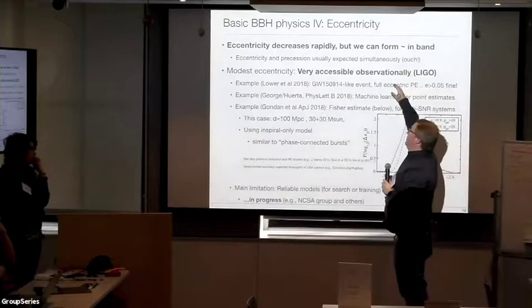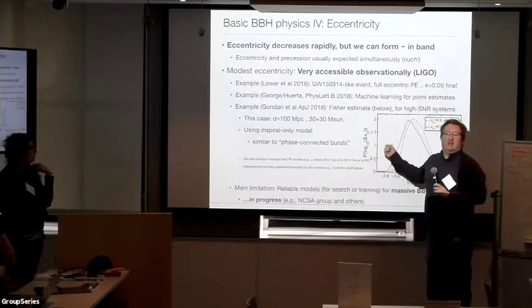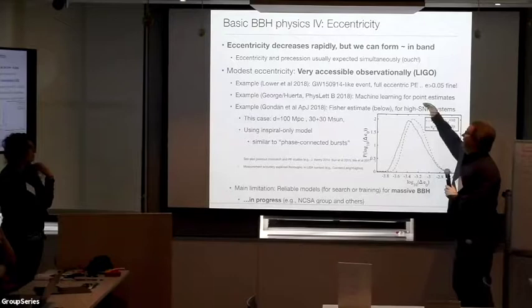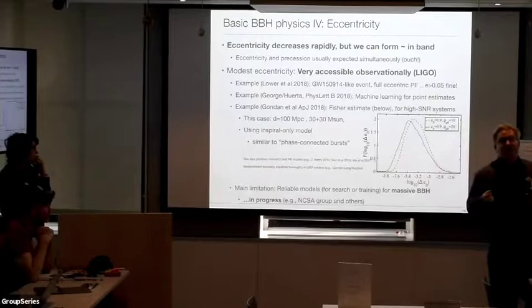I'm not going to go through all of them. Ben Say is here, and he can comment on his own work. But it is certainly possible to measure the eccentricity of a compact binary as long as you have enough eccentricity occurring close enough to band. So it's really an astrophysics question. If you can make it, we can measure it.